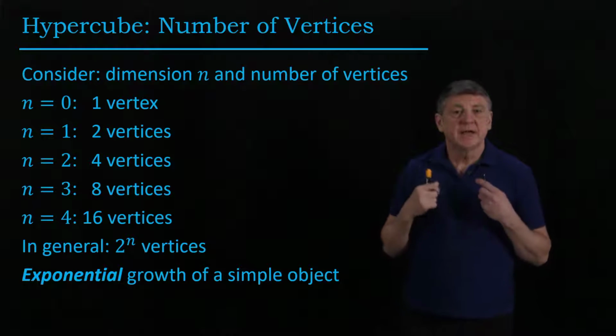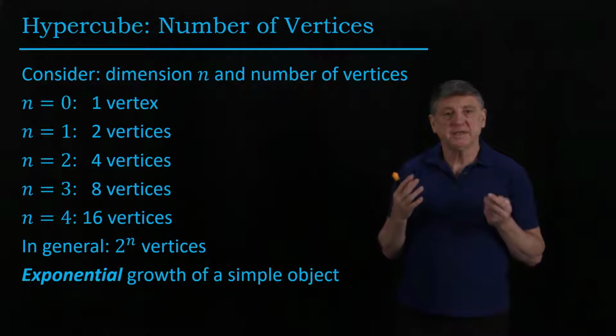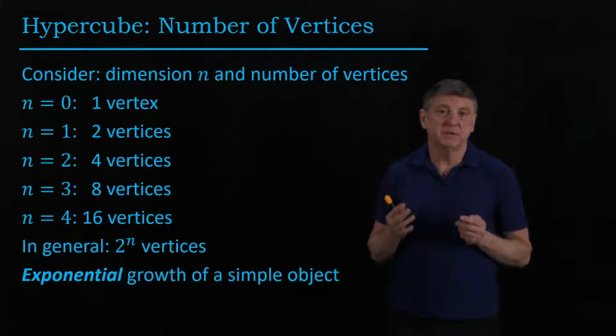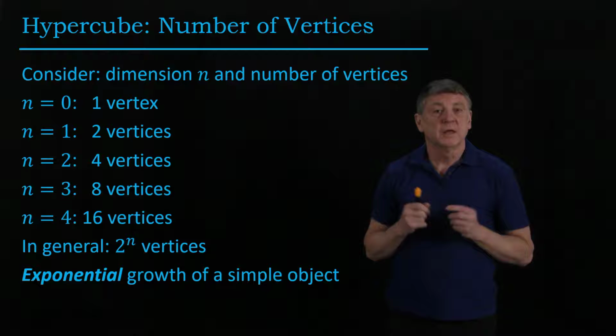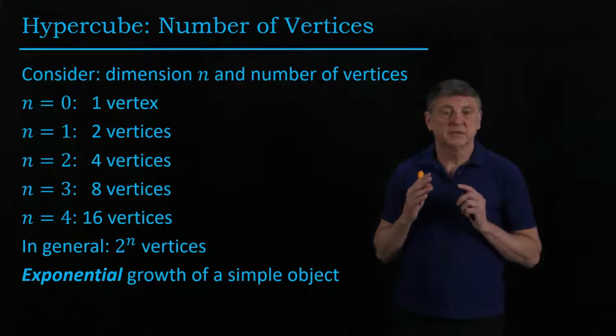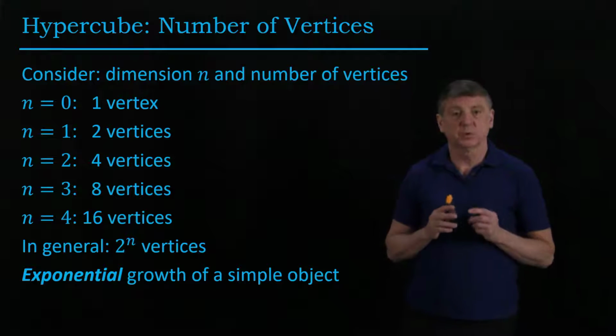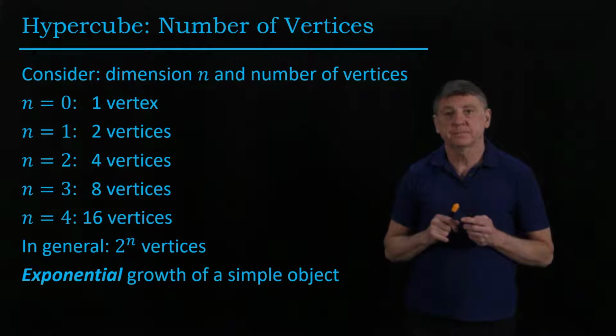And that means that the number of vertices of a hypercube is exponential in the number of dimensions of the hypercube. So that is an immediate problem: when we're facing exponential growth, we know as data scientists that we're going to be having a difficult time.